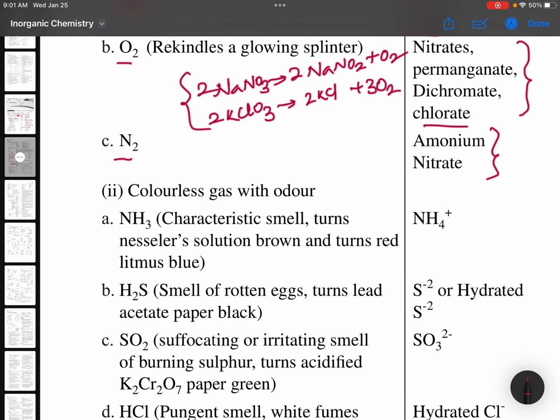Colorless gas with odor. If you are getting a special smell, that is ammonium: ammonium chloride, ammonium sulfate, ammonia, all these. Ammonia has a characteristic smell, turns Nessler's solution brown, and Nessler's solution is K2HgI4. It also turns red litmus blue. Red turning blue means base.